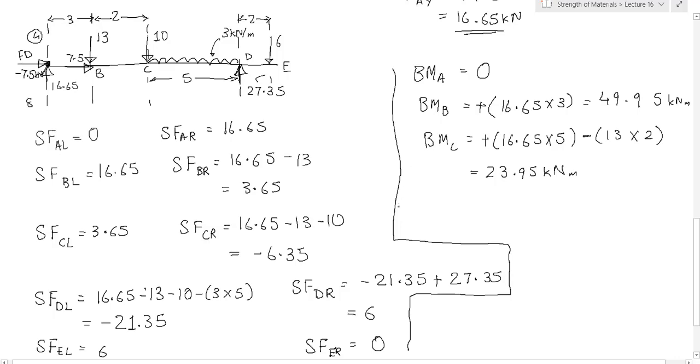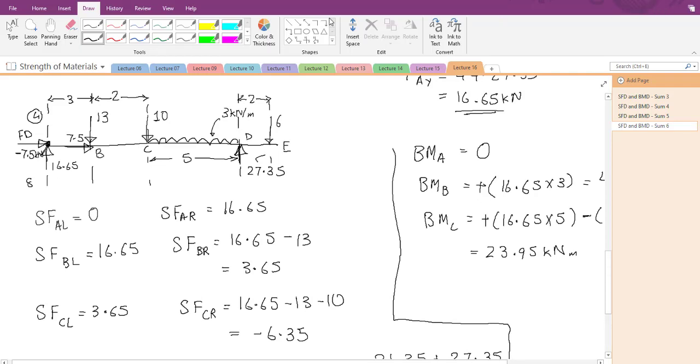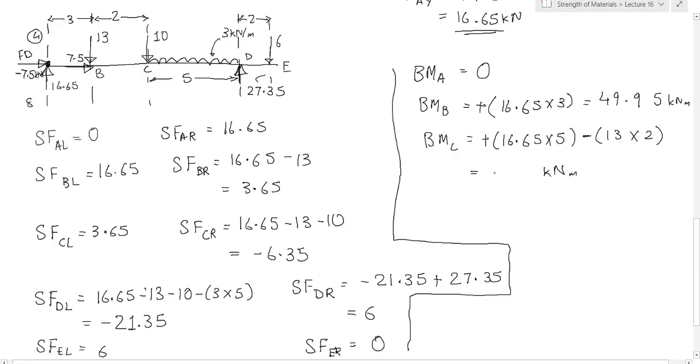Then we have to find out bending moment at D. Just a minute, I think I have made a mistake. It is 16.65 into 5. I have written 3 in calculation, sorry. It is coming out to be 57.25. Extremely sorry, here I made a mistake. In calculator I put 16.65 into 3. So here we are getting 57.25.